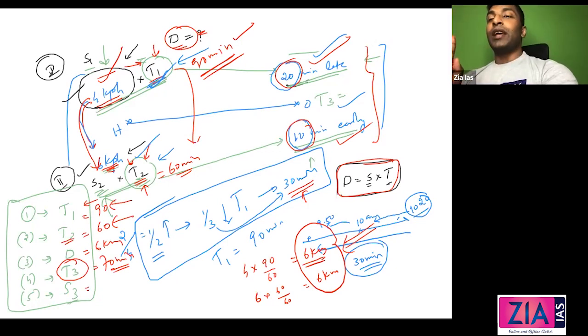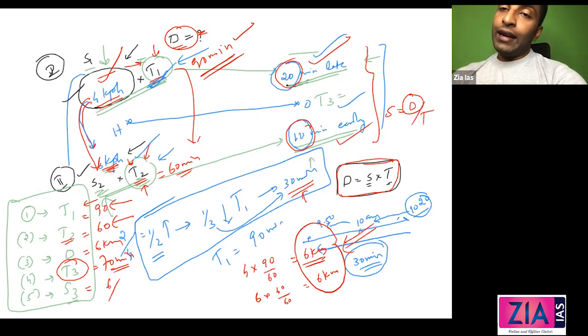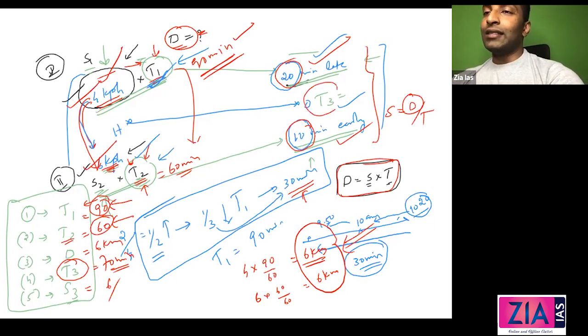Now what about S3, speed? The speed at which you can travel so that you will reach the office without being late or early. What is speed? Speed equals distance by time. What is the distance? We know, 6 kilometers. What is the time that you can take here? If you take 90, you will get the answer as 4. If you take 60, you will get the answer as 6. What we need is T3, that is 70. So you will get a value between 4 and 6.